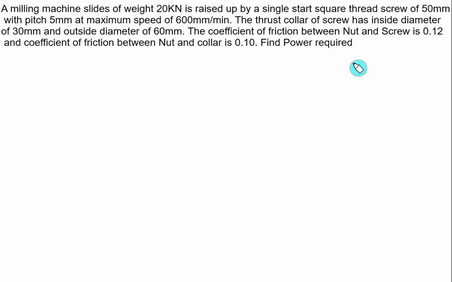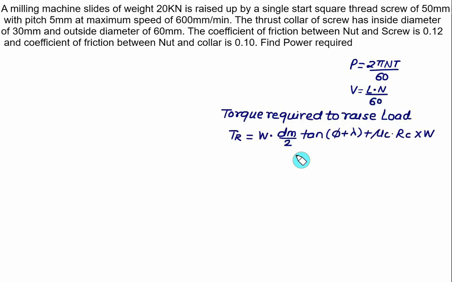Power is simply equal to the product of 2 pi N into total torque T divided by 60. For this we require the rotational speed, and he has given the value of velocity. Velocity in the case of screw is the same as L into N divided by 60. The torque required to raise the load is W into dm by 2 into tan of phi plus lambda plus mu c into Rc. So first we calculate the torque, then we calculate the value of N, and finally we'll calculate power.